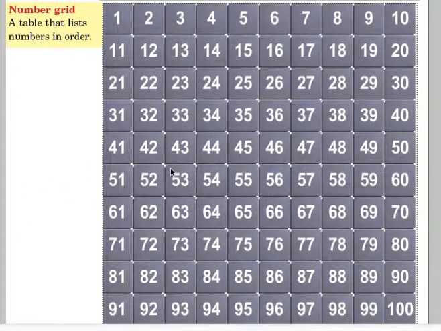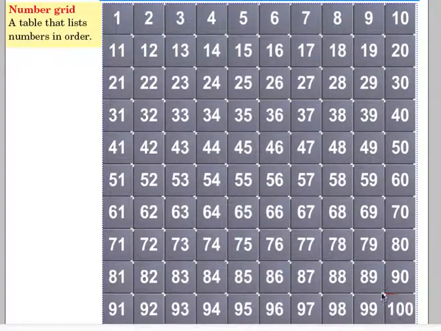Hi, you guys. Today we're talking about number grids. We actually have one in our classroom. It's at the front of the room. And this is just a quick review about how to use number grid patterns. Now on this here, you see that our numbers start at 1 and they go up to 100.